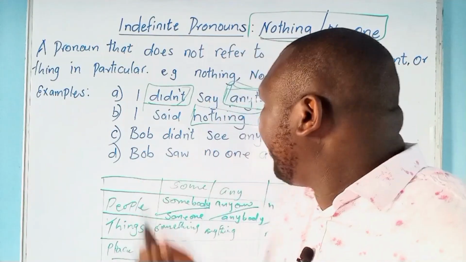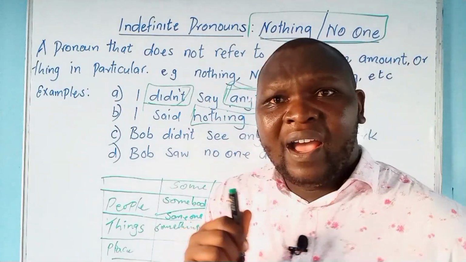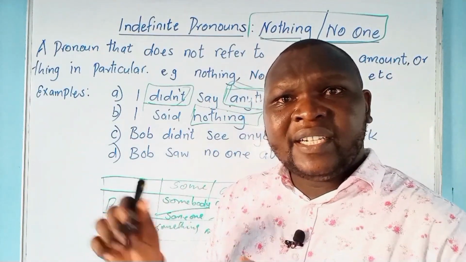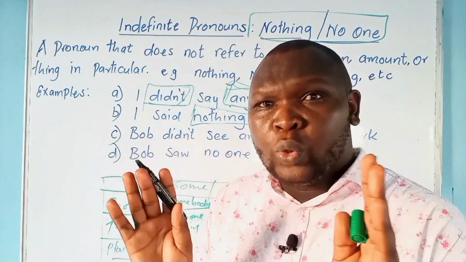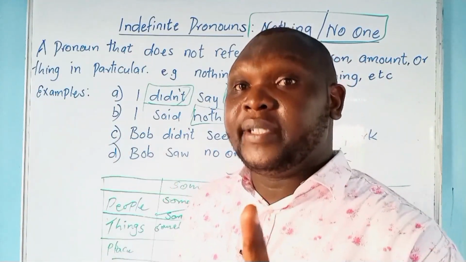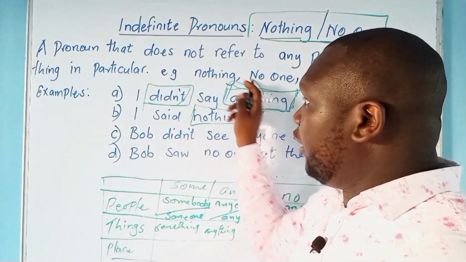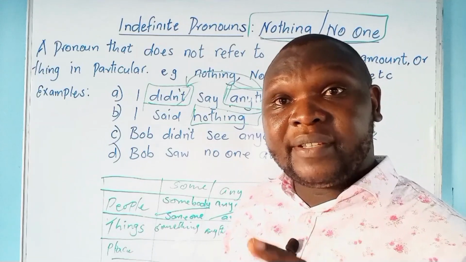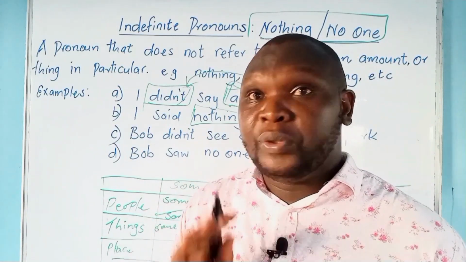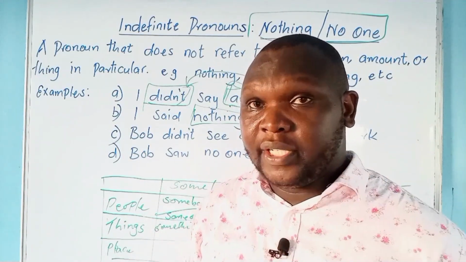But it is incorrect to say, "I didn't see no one." No. Why? The secret is "anything" is used when the verb is negative. If the verb is not negative, please don't use "anything." That is point number one.